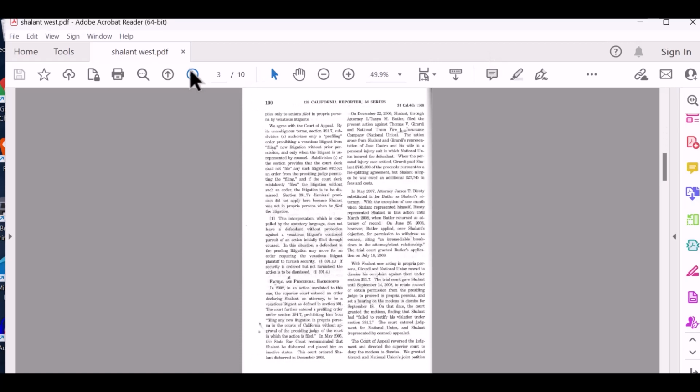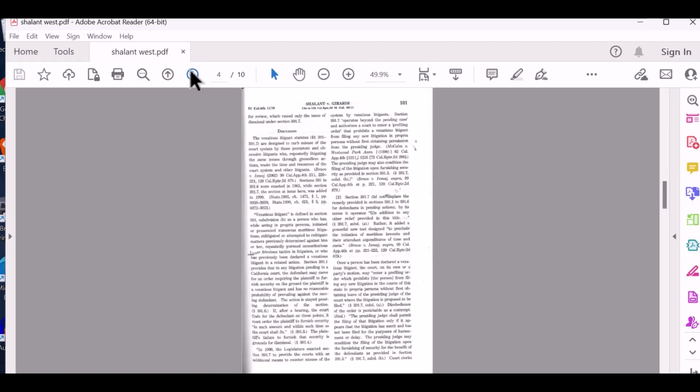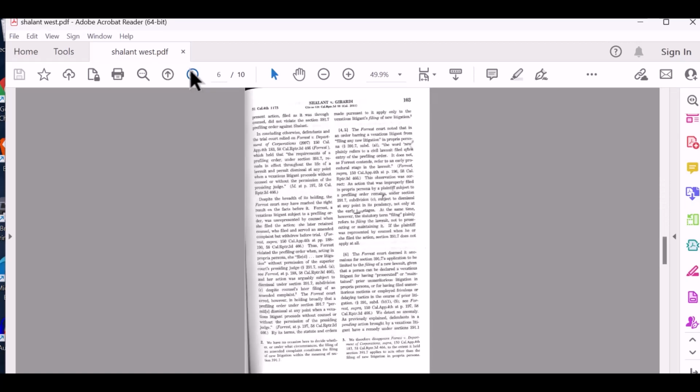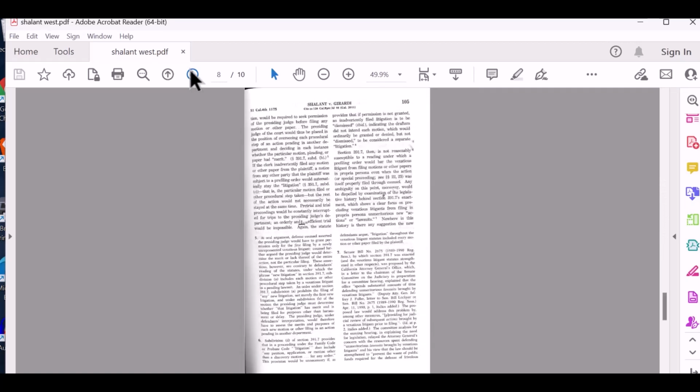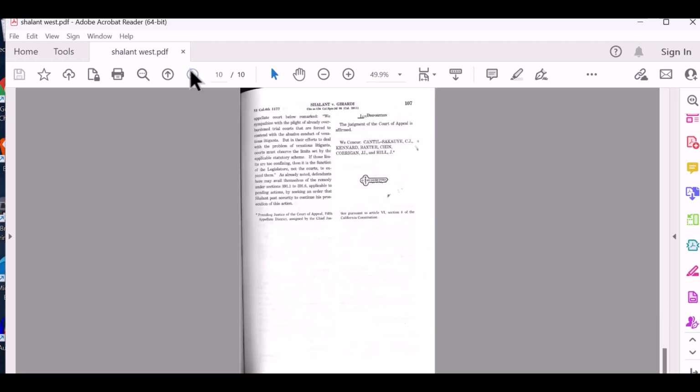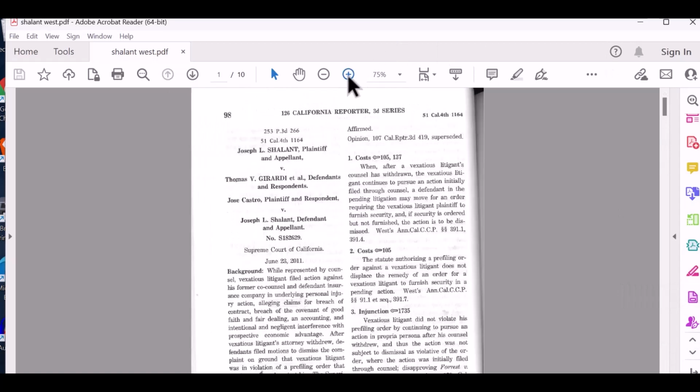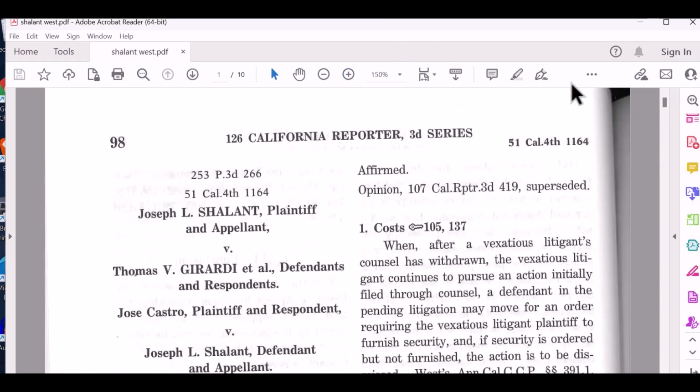And so here the case continues, and I'm just going to quickly page through the rest of it. Until we get to the end. And when you see the little key icon, that's a West trademark, you know you've reached the end. So now let's back up. And let me make this much larger so you can actually see the parts I'm talking about.